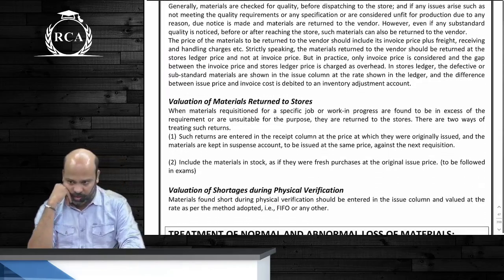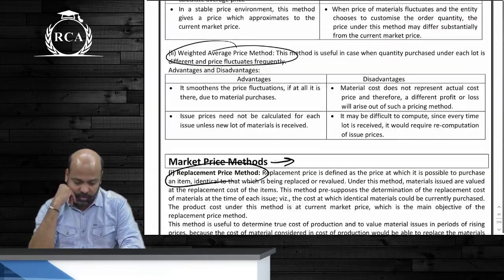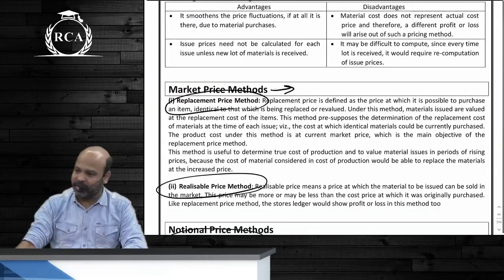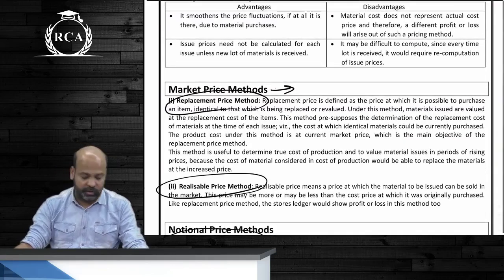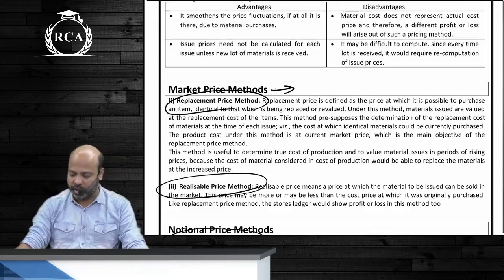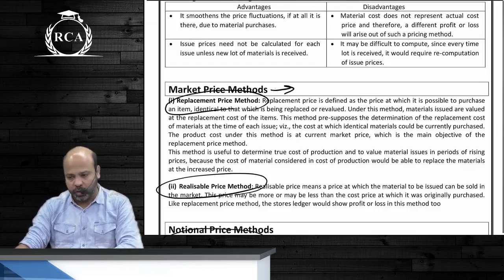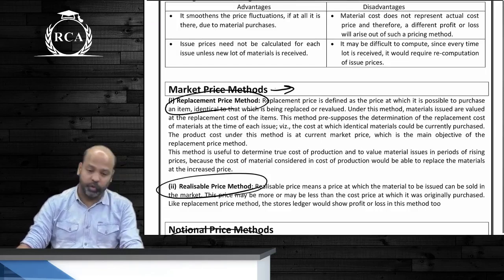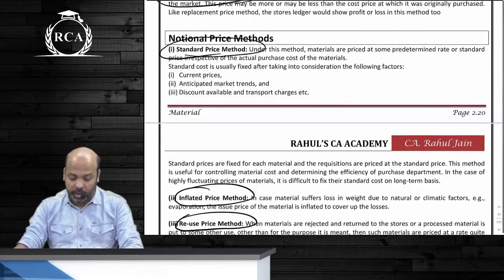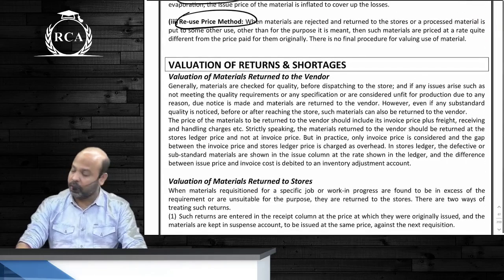And then, beta, for decision making, that is market price methods, but that is actually for decision making. You will have the replacement price method and the realizable price method. Replacement price is used when the raw materials are regularly used, and the realizable price method is used, beta, when the raw materials are not in use, so the only alternative use is to dispose of the materials. And then in notional price methods, beta, we have standard price, inflated price, and reuse price method. Are we clear about this?